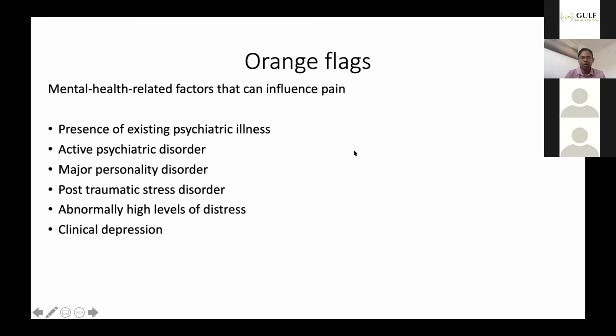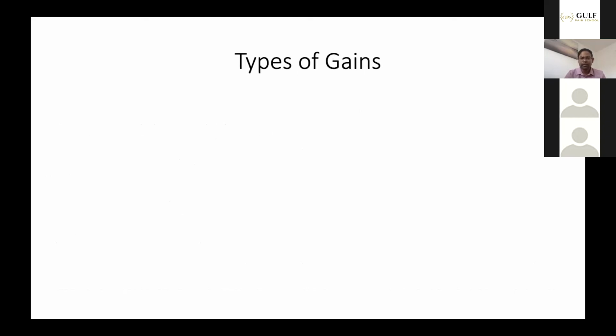And lastly, orange flags. These are mental health related factors which are going to influence pain. Presence of a psychiatric illness, personality disorder, post-traumatic stress disorder, high level of distress or depression. So these are the types of flags. There are quite a few flags and examples. As I said, you'll be getting the slides later on, so you can go through them again. And we're going to talk about gains.